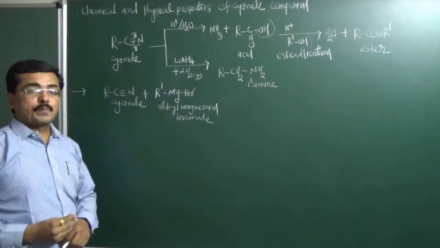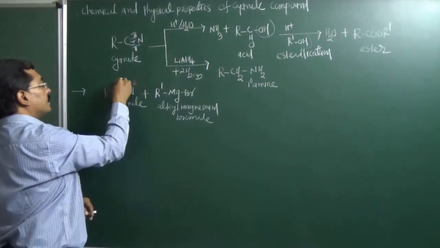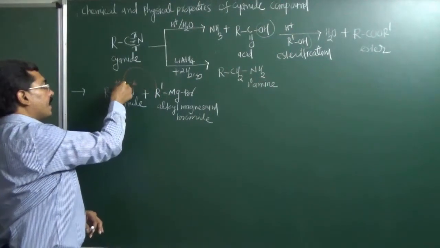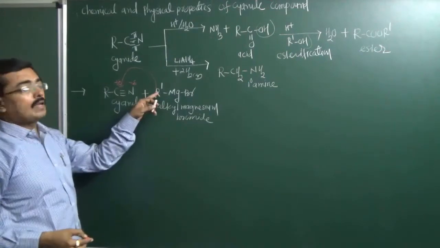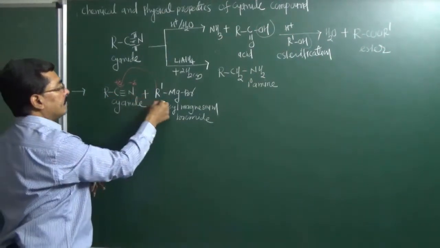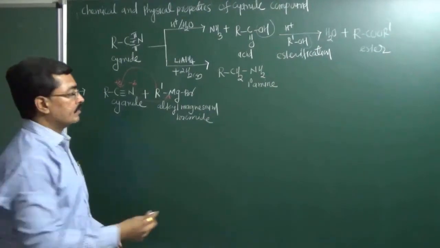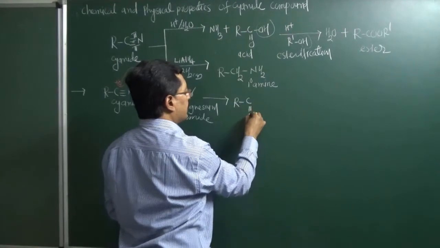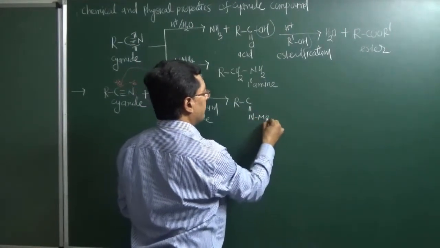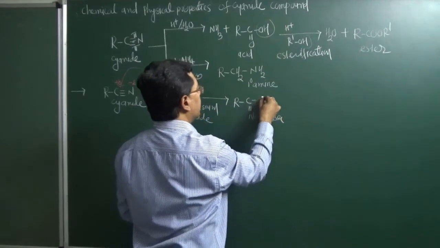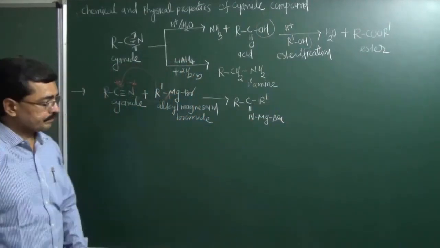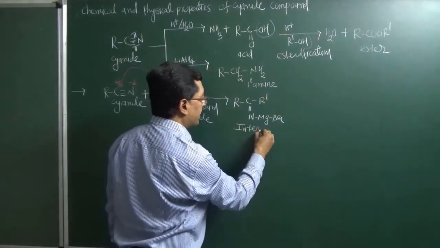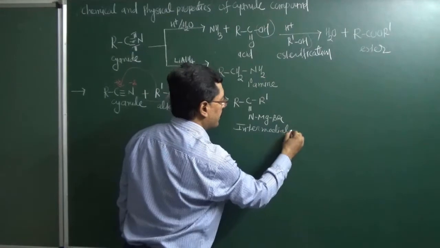The cyano group is a polar group: nitrogen has a partial negative charge and carbon has a partial positive charge. The carbon-nitrogen pi bond breaks, the alkyl group is added on carbon, and nitrogen gives its electron to magnesium. As a result, we get this type of intermediate product, R-C double bond N-MgBr, with R dash added on carbon. The product obtained is known as an intermediate product.